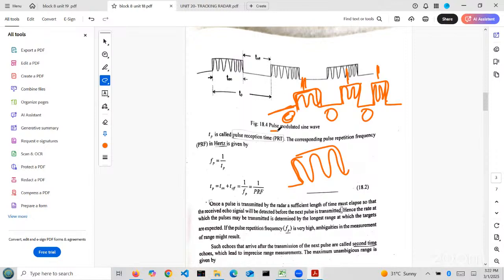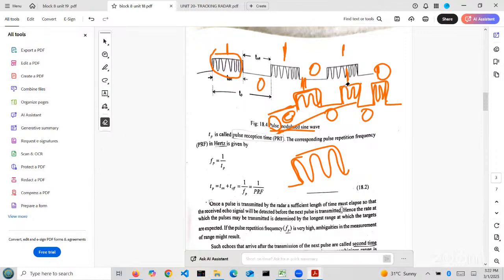So I am calling this wave a pulse modulated sine wave. Why is it called a pulse modulated sine wave? In between, which wave do we have here? Sine wave. The overall outer structure is in terms of pulse. So finally it is called a pulse modulated sine wave. Whenever it is high, we treat it as 1. Whenever it is low, it is treated as 0. So this wave is called a pulse modulated wave. And the total time period has an on period and an off period.